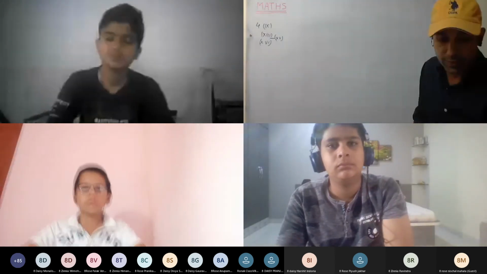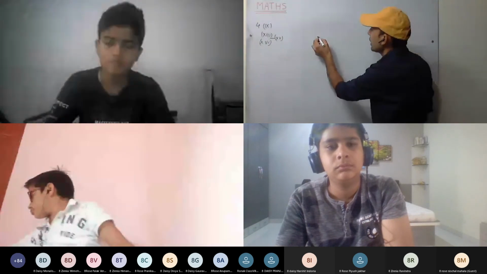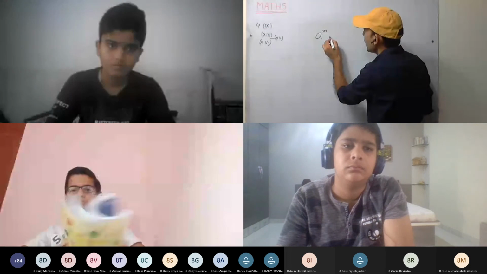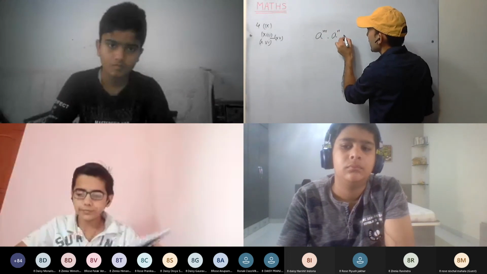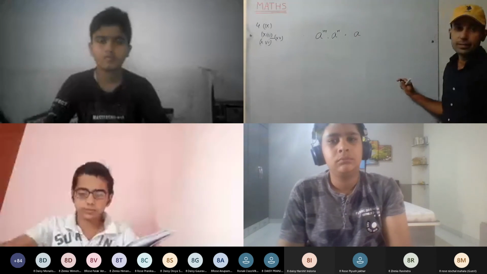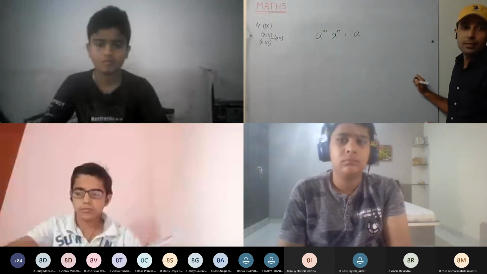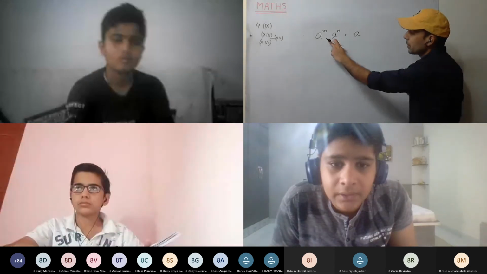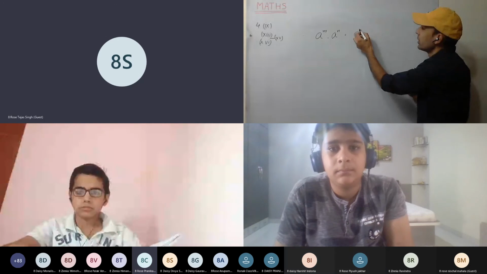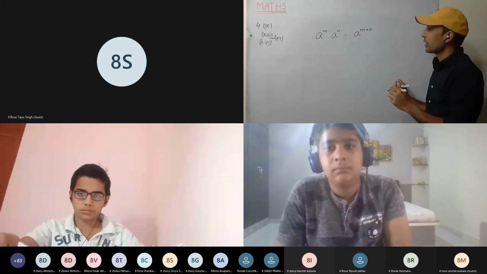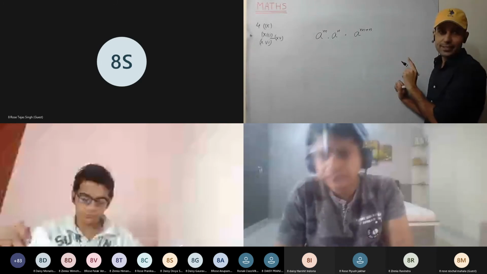Okay, in exponents we have studied this one. See here, a raised to power m into a raised to power n. Since the base is the same, we can write a raised to power... Anyone in class? Here it is multiplication, so a raised to power m plus n.